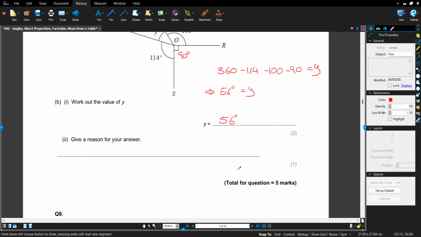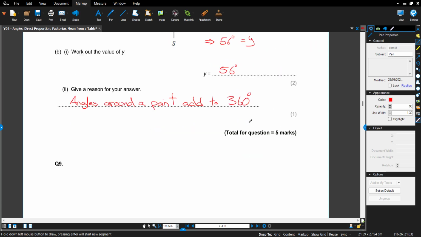Give a reason for your answer. Angles around a point. I know you're going to say angles in a circle, but actually this is what it is. Angles around a point sum to, or add to, 360 degrees. That's it. And that's what we used.